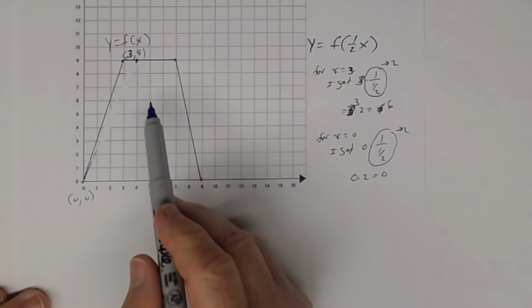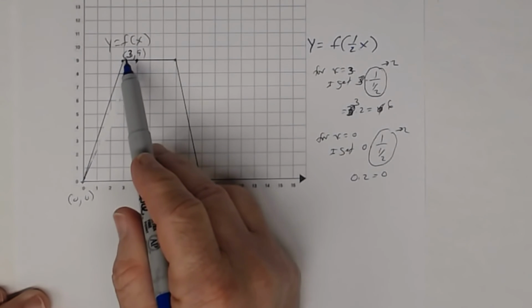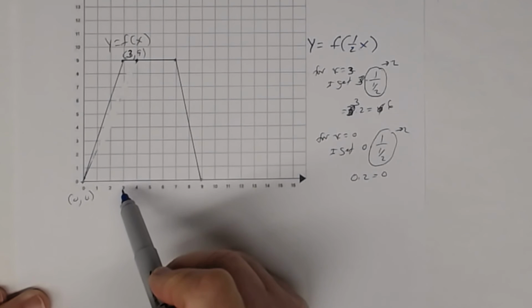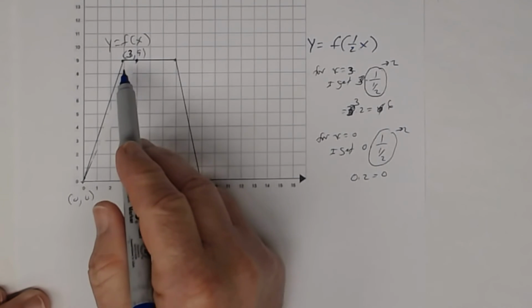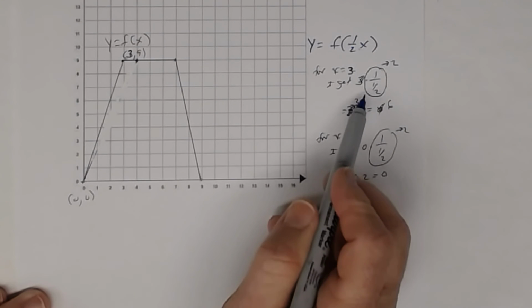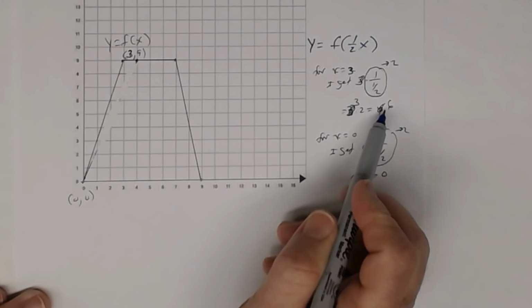So when x is 3, see that was 3, 9. I said 2, 9. That was 3, 9 right here. 3 right here, 3, 9. It's hard to see these numbers down here, but that's 3, 9. So 3, 9, when x is 3, my new y value becomes 6.